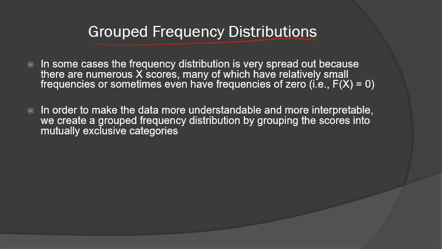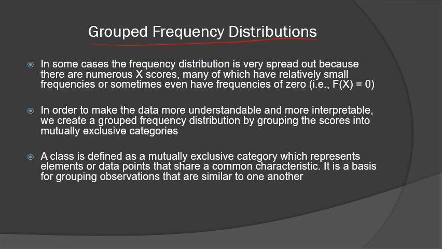We create group frequencies rather than absolute frequencies, rather than each value being independent and having its own category. We take sets of values and group them together into one category or group. Another way to say it is one class. A class is defined as a mutually exclusive category which represents elements or data points that share common characteristics. So we group observations that are similar to one another in value.